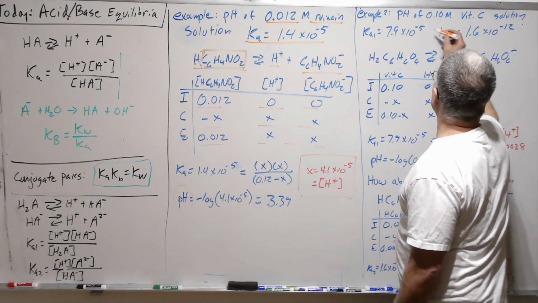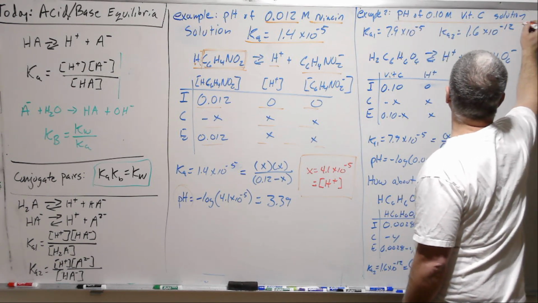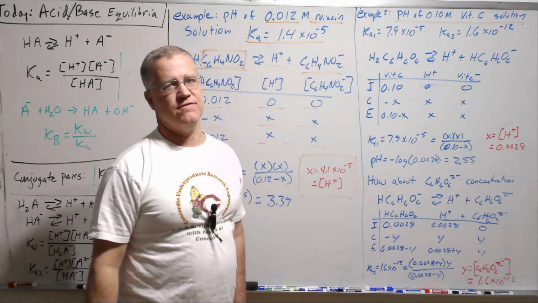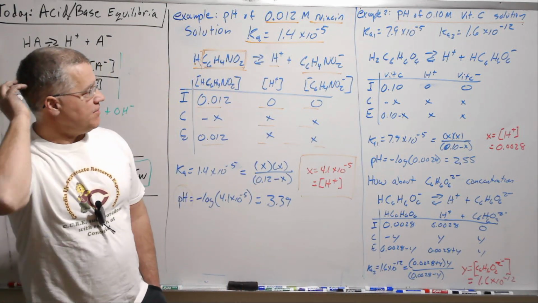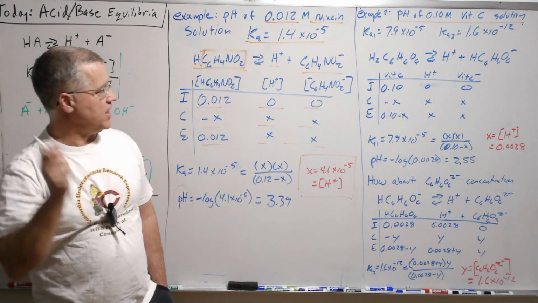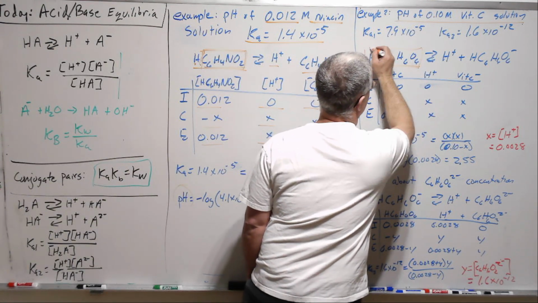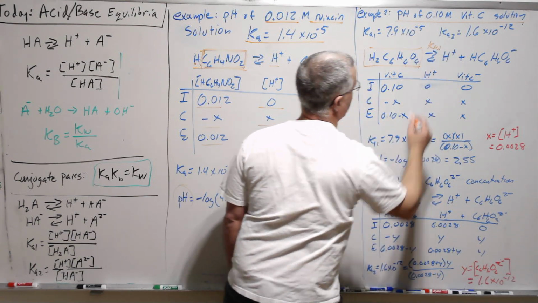Now, dissociation of a polyprotic acid. Let's look at the pH of a 0.1 molar solution of vitamin C. Vitamin C has 2 acidic protons. Here is the formula, and we'll write just the Ka1 piece.